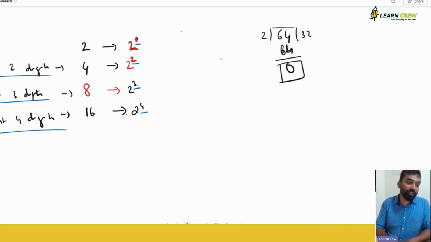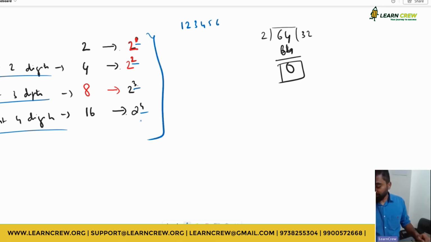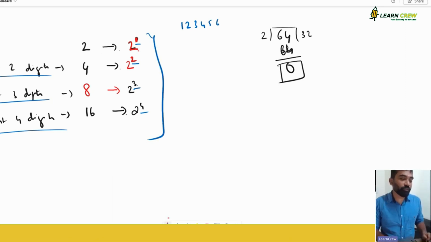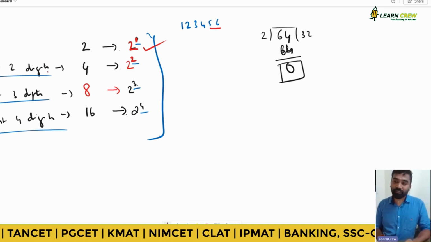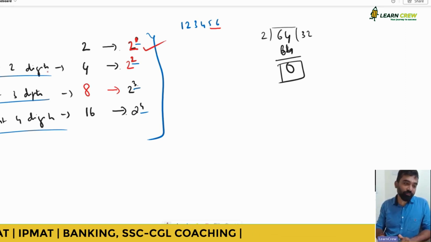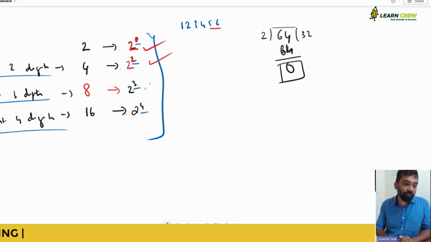We need to check. If I'm giving a number like this, 1, 2, 3, 4, 5, 6, check if the given number is divisible by 2, 4, 8, and 16. Is it divisible by 2? Yes, divisible by 2. Is it divisible by 4? For 4, what you should do? You should check the last two digits. Is 56 a multiple of 4? 14 fours become 56. Yes, it is a multiple of 4. Is it a multiple of 8? Yes. Is it a multiple of 16? The last 4 digits you need to check.